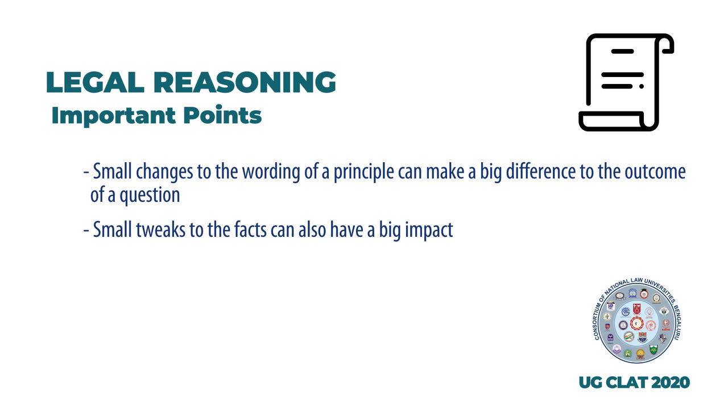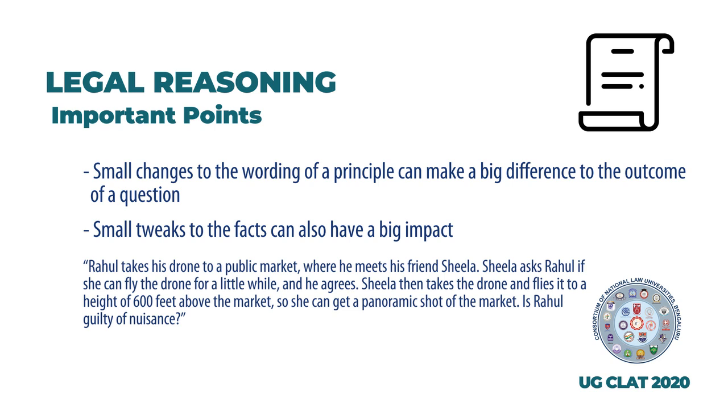Suppose you are working on a question that has either of the principles above, and the facts state: Rahul takes his drone to a public market where he meets his friend Sheila. Sheila asks Rahul if she can fly the drone for a little while, and he agrees. Sheila then takes the drone and flies it to a height of 600 feet above the market so she can get a panoramic shot of the market. Is Rahul guilty of nuisance?